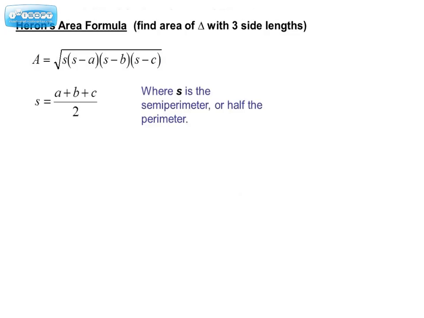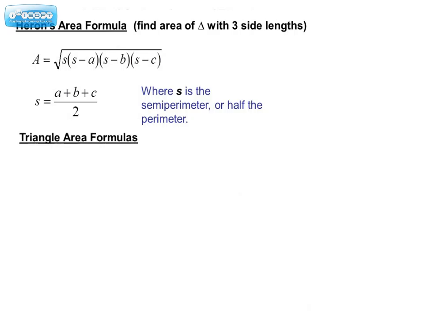Finding triangle areas can be done several different ways. One, when you're given the three side lengths, you can use Heron's formula. Although this may look cumbersome, it's straightforward to use. S, called the semi-perimeter, is just the sum of the side lengths divided by 2. We then use this formula here to compute this. We will see this in our next application.